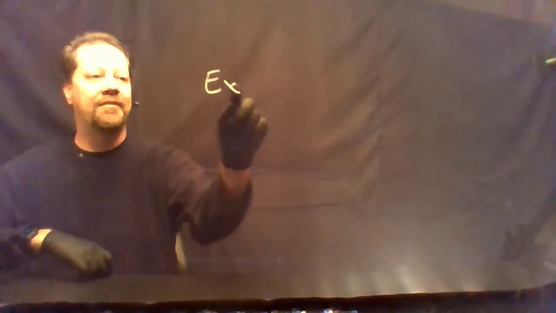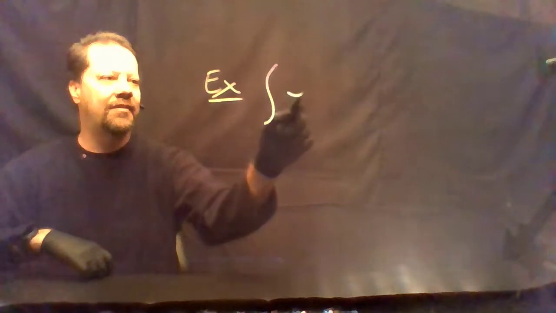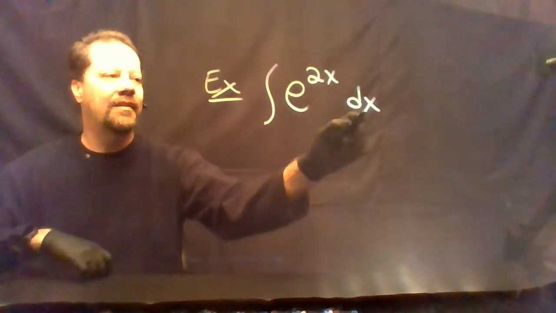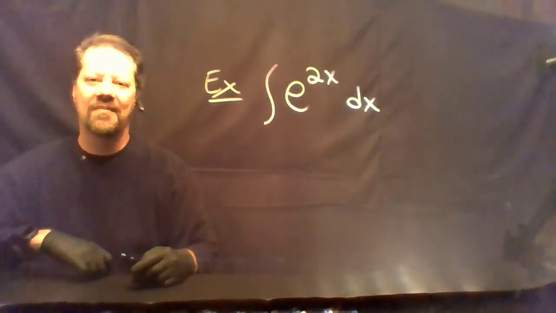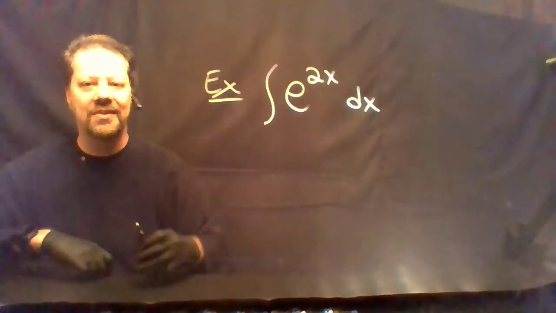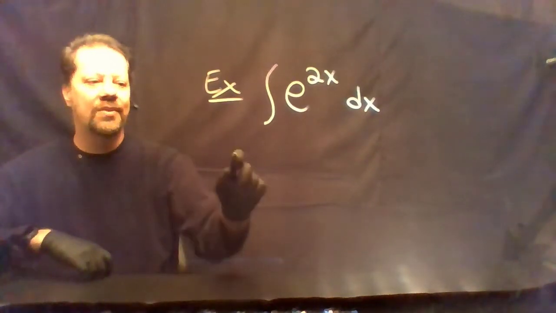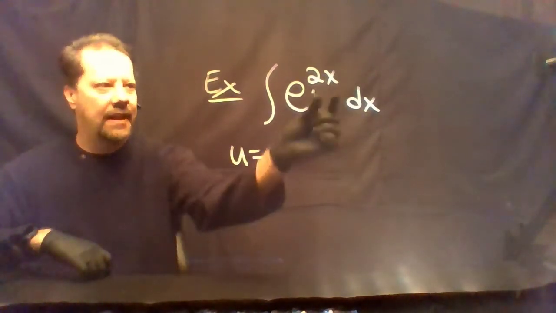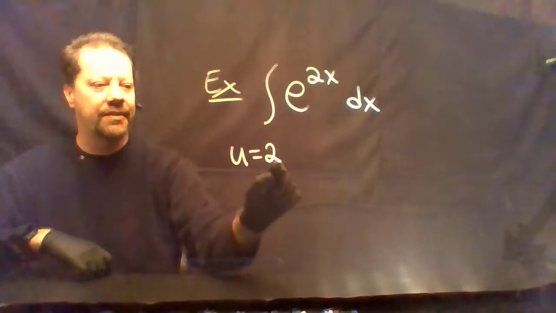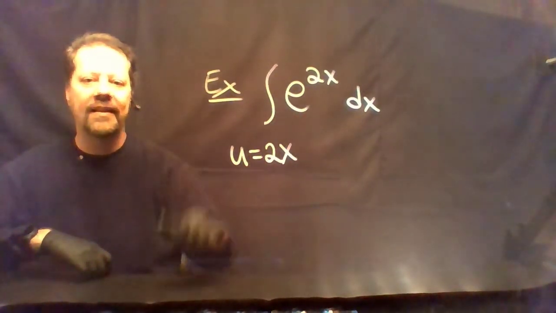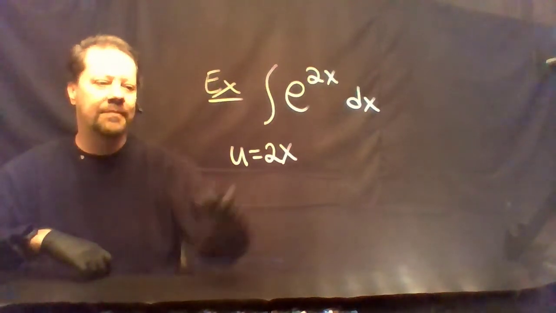Suppose I have the integral of e to the 2x dx. 2x, this 2 right here, is the impediment. So I'm going to make u equal to this entire exponent, 2x, so that I can integrate e to the u. That should be no problem.